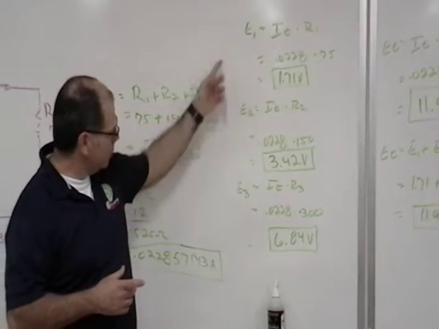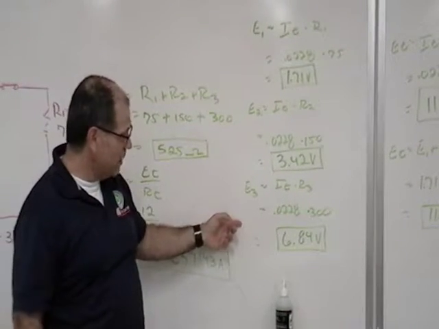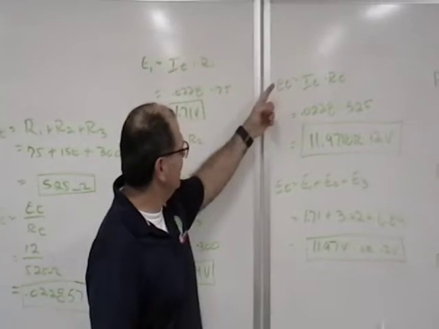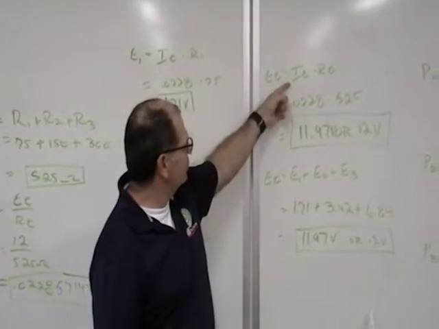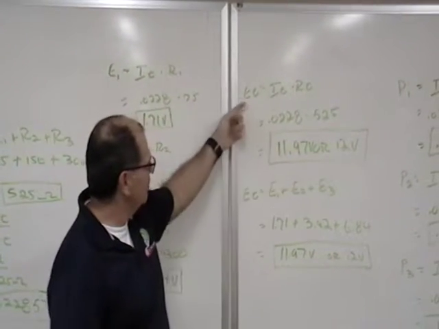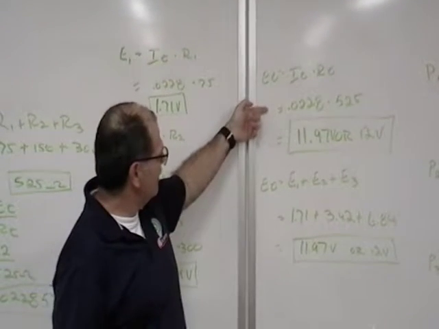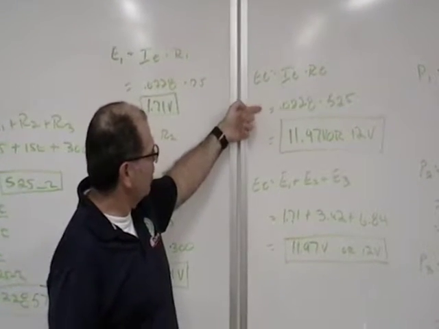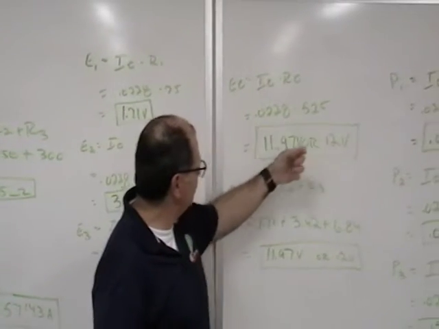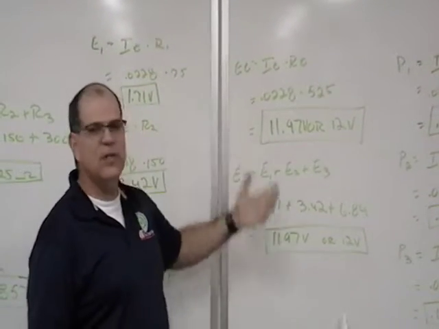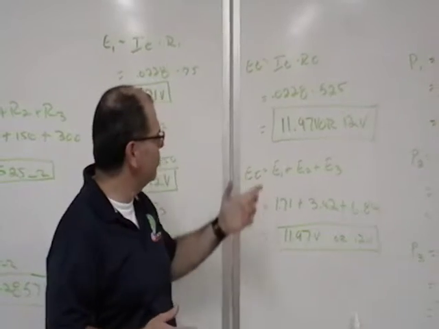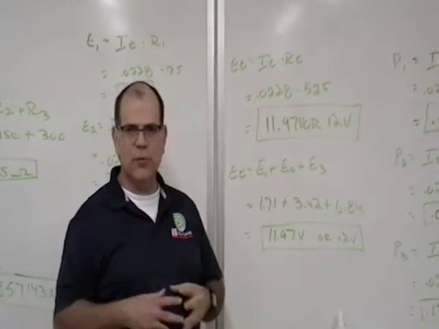So when we go to solve for total current, since we know that total voltage is equal to the total current times total resistance, we can backtrack ourselves and double check our work. In this case, if I take my total current and I multiply it by my total resistance, I get 11.97 volts. Okay, and that's due to rounding.